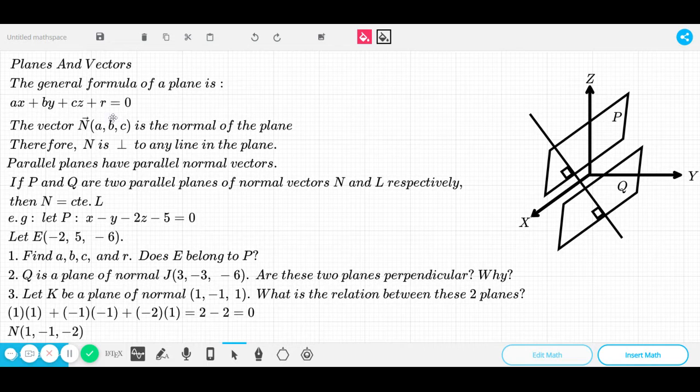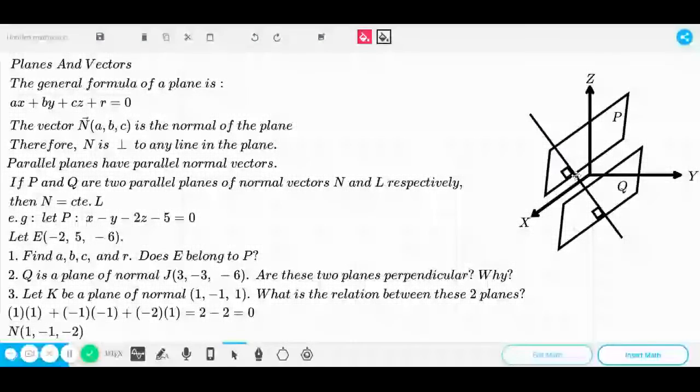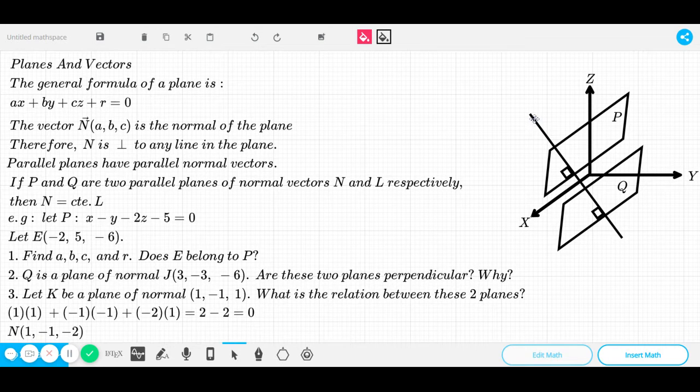So we know that the vector of coordinates A, B, and C will always be the normal vector of the plane. Therefore, n is perpendicular to any line in the plane. So now we can conclude that the normal vector of a plane is basically the vector that is perpendicular to any other line in the plane. As you can see here, we've got this line over here, which I forgot to name as vector n. So this line over here is perpendicular to any other line in the plane P.